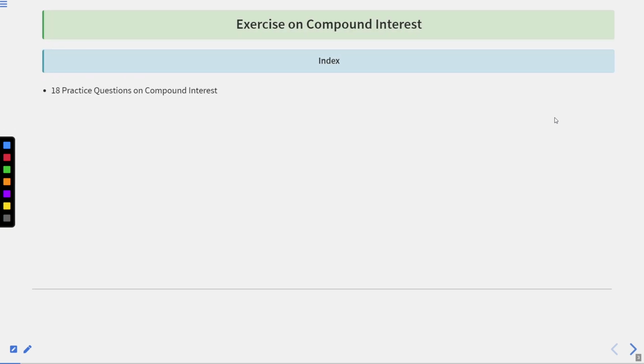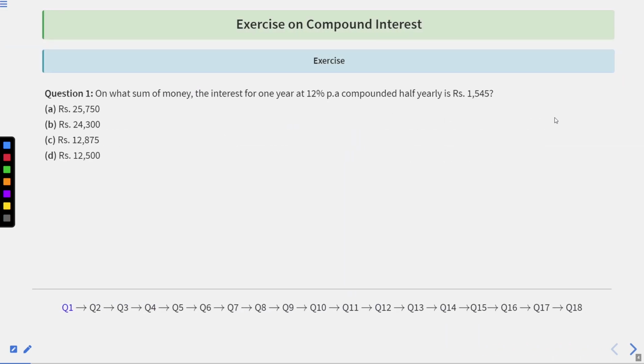So in this lecture, we are going to solve 18 practice questions on compound interest. So let's start with the first question. On what sum of money the interest for 1 year at 12% per annum compounded half yearly is rupees 1545.